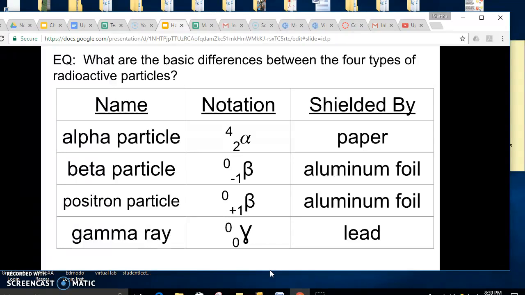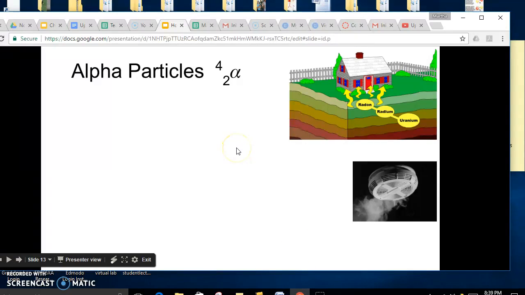Gamma rays are kind of the most dangerous particle, or the most dangerous type of electromagnetic radiation. And we give it the symbol of gamma. I will show you guys how to write this symbol. And lead or concrete is generally needed to stop the penetration of gamma rays. So we're going to talk a little bit about each one.